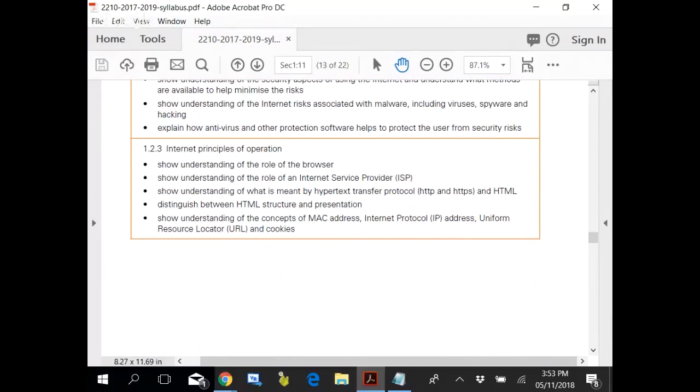Underneath is parallel. Okay. Internet principle of operation. Look, these are just definitions. So let's say, what is a browser? You need to understand one thing first. What is that thing?